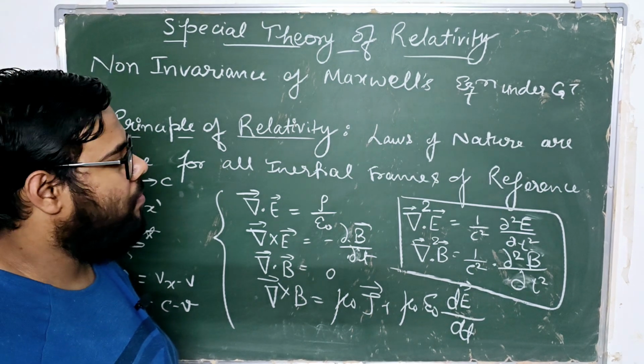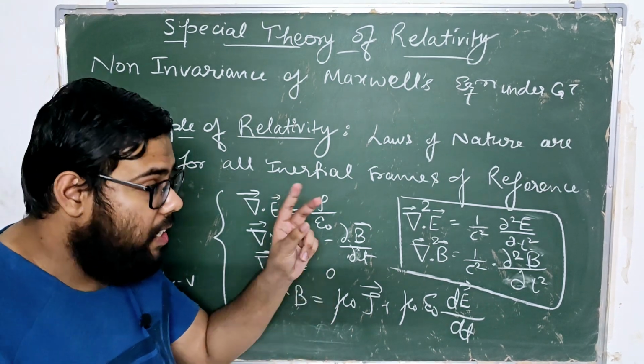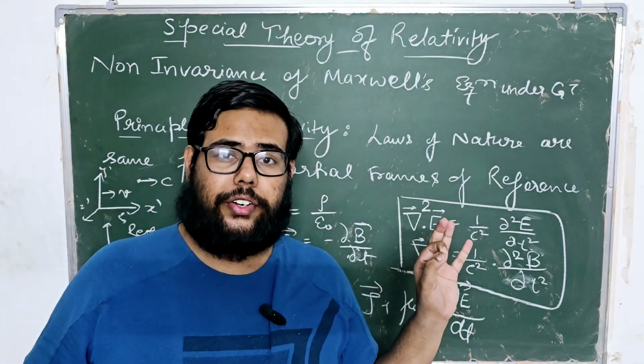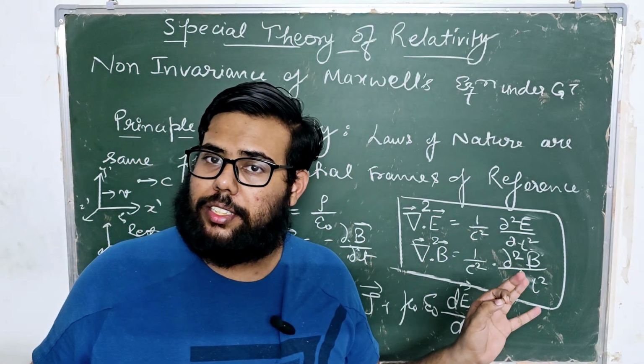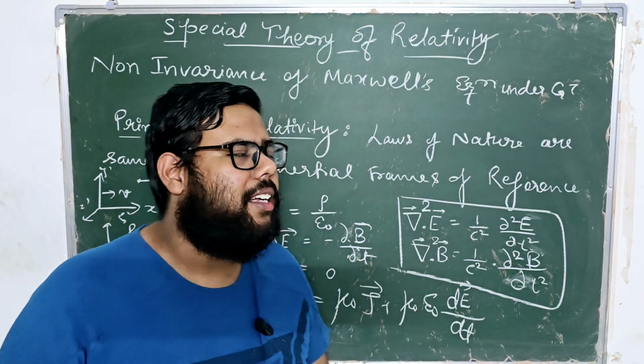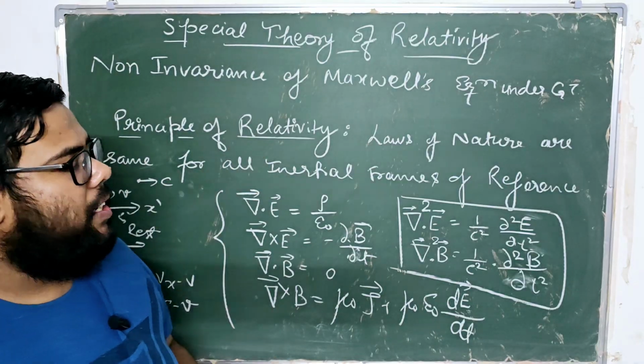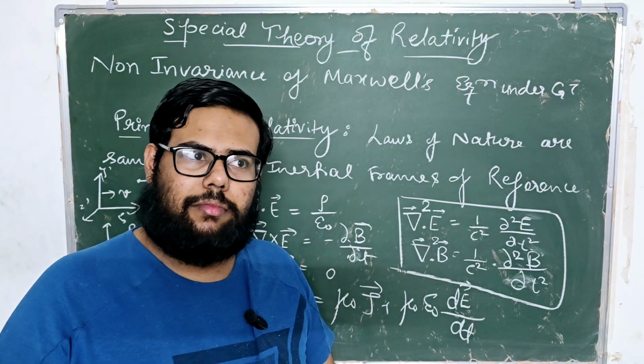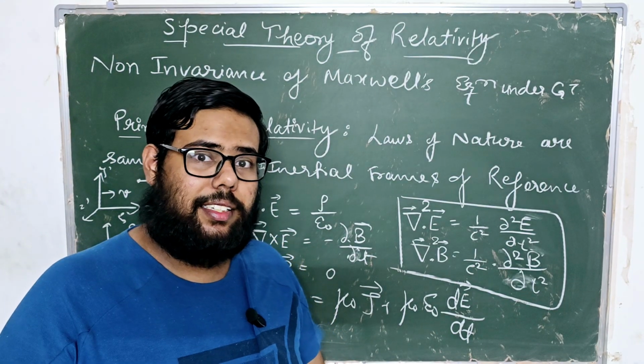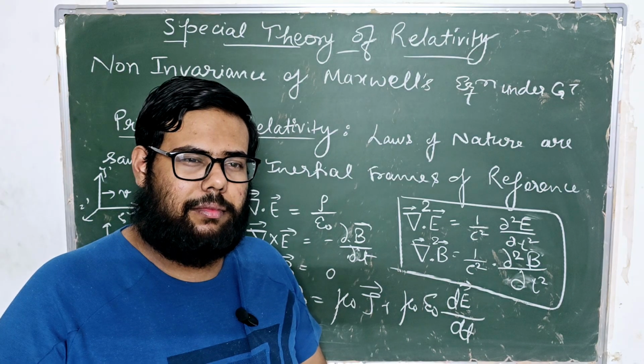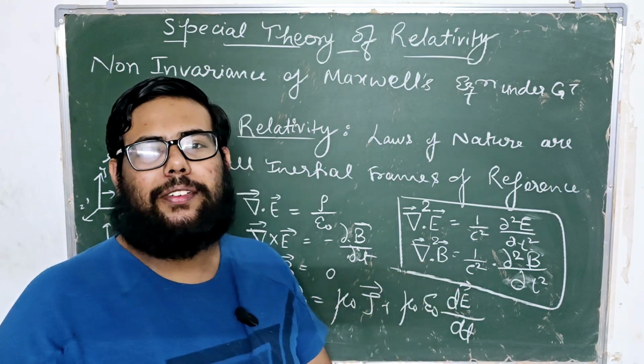This is a big question. So it means that either speed of light is not constant really for all inertial frames of references, or second thing is that the principle of relativity is wrong. So what is the truth? Maybe Galilean transformation is not correct.